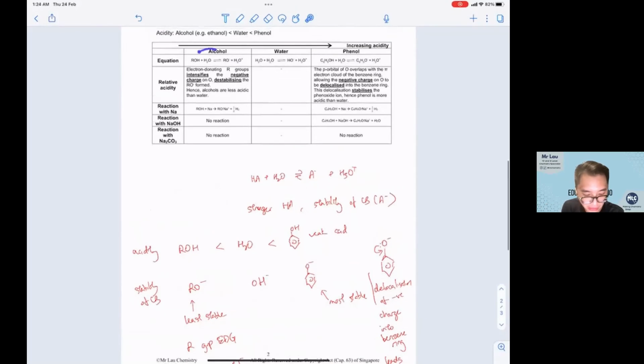So the reason is over here. You can look at the reason over here is what I've just described. Phenoxide is the most stable, because the negative charge can be delocalized. So because it is the most stable, phenol will be the strongest acid out of these three. On the other hand, the electron donating R group will intensify the negative charge and destabilize the RO minus. Hence, ROH will be the least acidic among these three items. So this is how you explain acidity. It must always be explained with regard to the stability of the conjugate base.